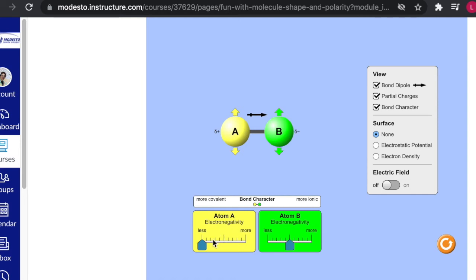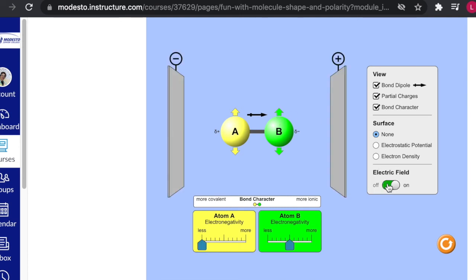So here we have atom B being in the middle as far as electronegativity, atom A being less. You can make them more even. The dipole disappears. You can make A more electronegative, the dipole goes the other way. You can see what happens if you have an electric field. You can turn that on.